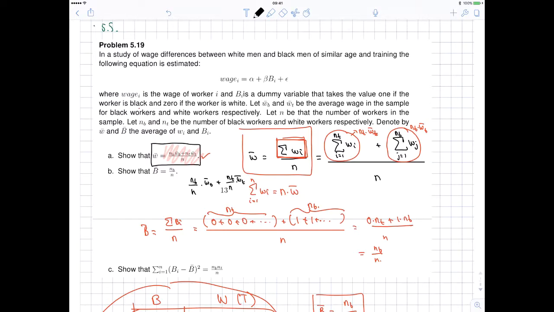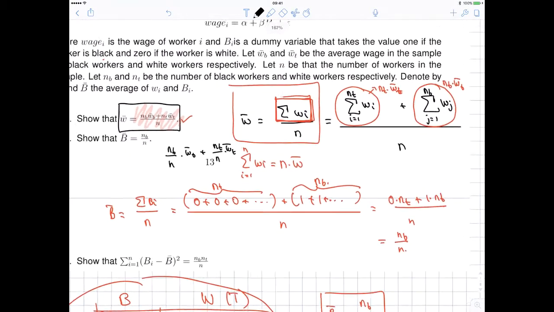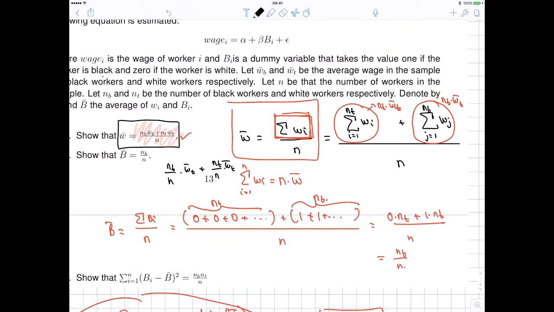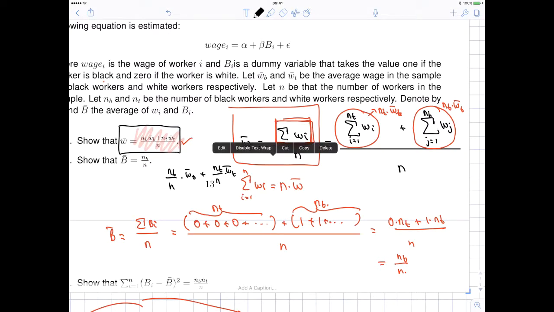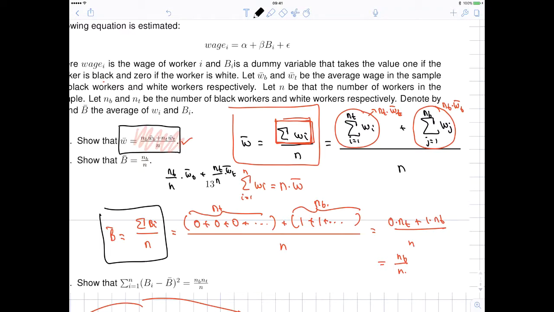Okay, let's look at the second one, B bar. Well, let's go to the definition. B bar is simply the sum of BI's divided by N. But what are the values that B can take? Dominic, what are the values that B can take? 1 or 0. So I could divide that sample into sums of zeros and sums of ones.